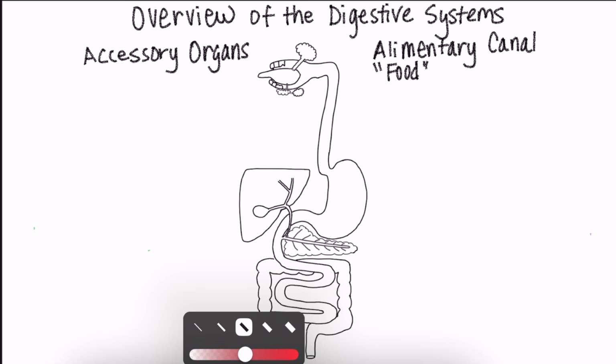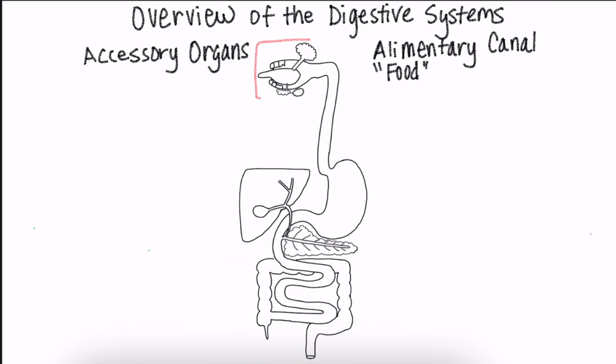So let's start off with the oral cavity. I'm just going to put a box around it. So this is a little sketch of a mouth with some salivary glands and things like that. So we'll put a number 1 on here. And this is called the oral cavity.